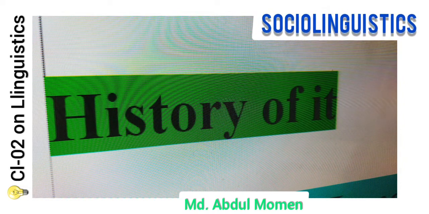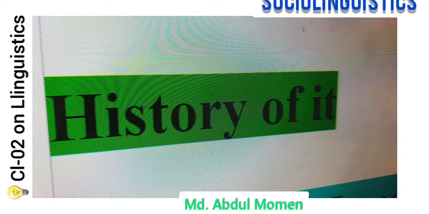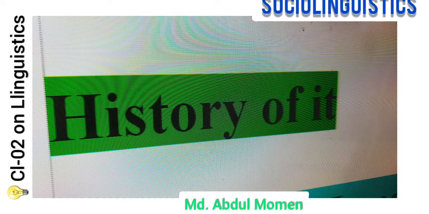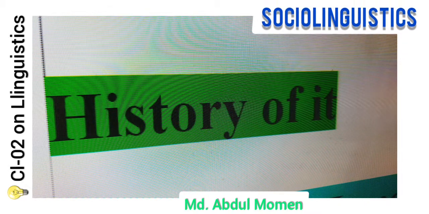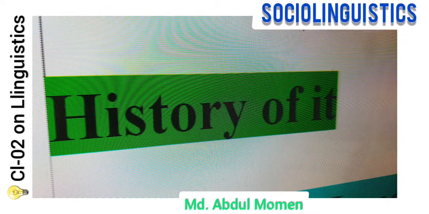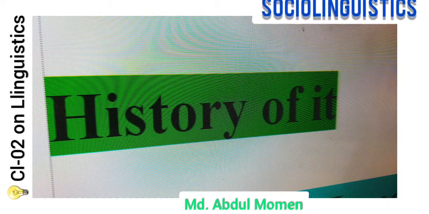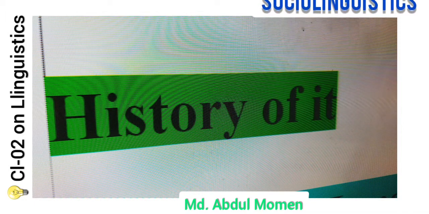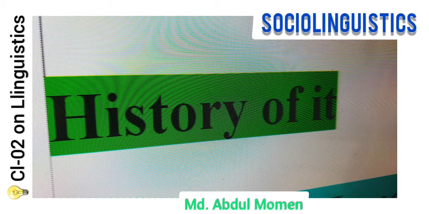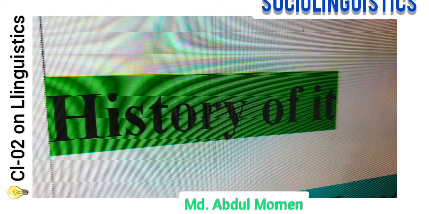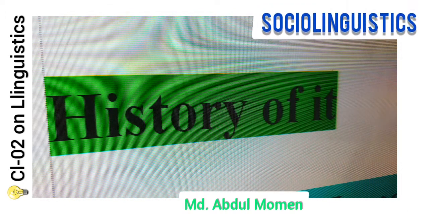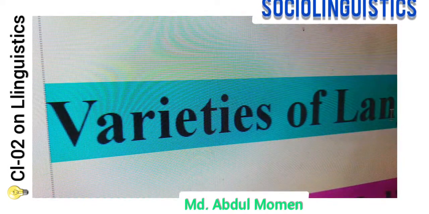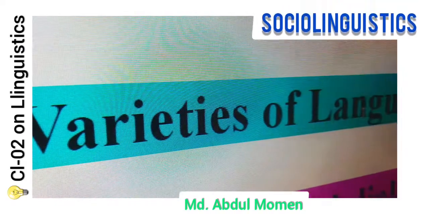Labov and Bernstein became interested in the study in the 1960s and carried out significant scholarly research into the discipline of sociolinguistics. In the last few decades, sociolinguistics has been one of the main growth areas in the study of language from both teaching and researching perspectives. Okay, so this is the short history of sociolinguistics. Now we will talk about the varieties of language.